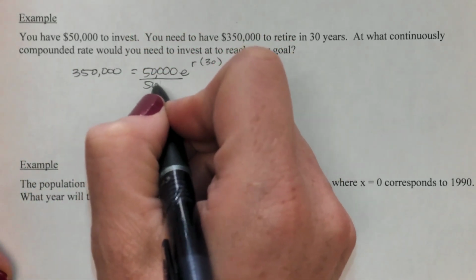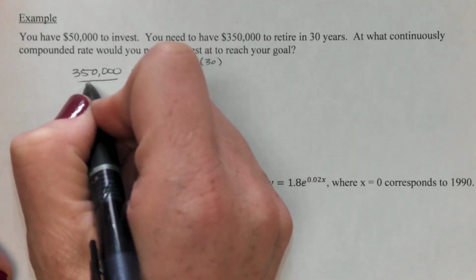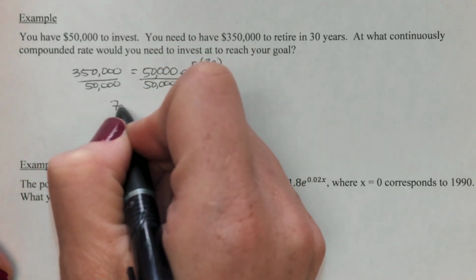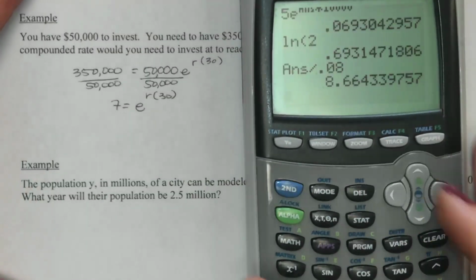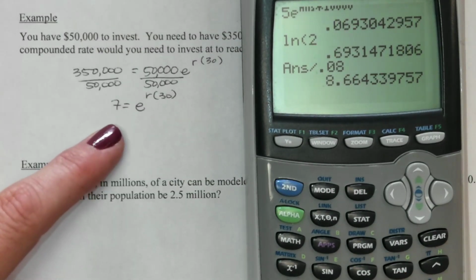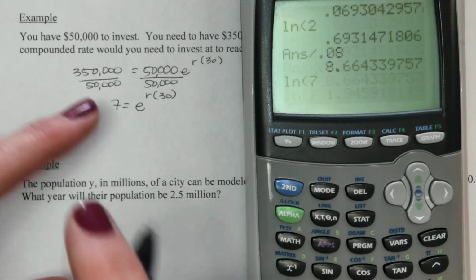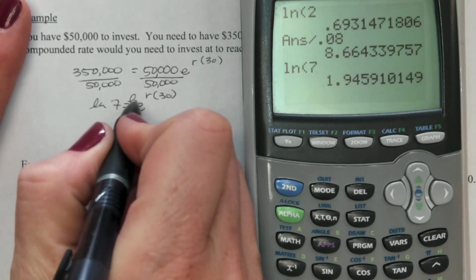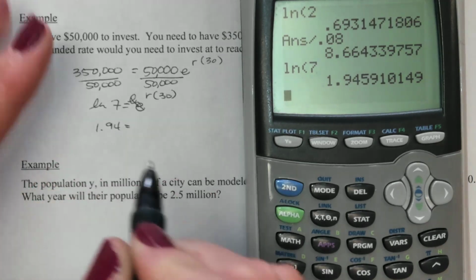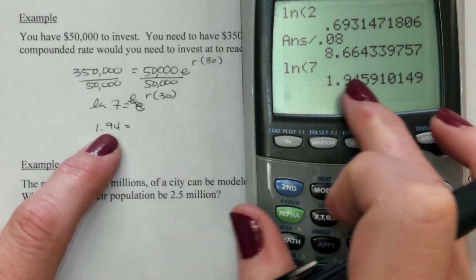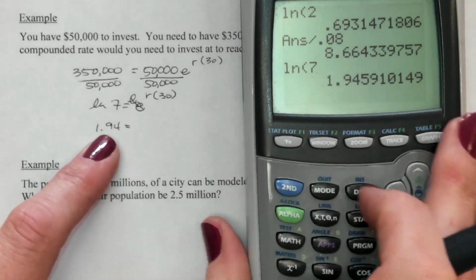So first up, I'm going to divide by the 50,000. End up with 7 over here, e to the r times 30. And it looks like so many other problems we've done, we're going to ln both sides. So I'm going to have the ln of 7. Cancels that e. So I have about 1.94. Again, I'm just writing this number down, but I want the whole thing, so don't be rounding that.